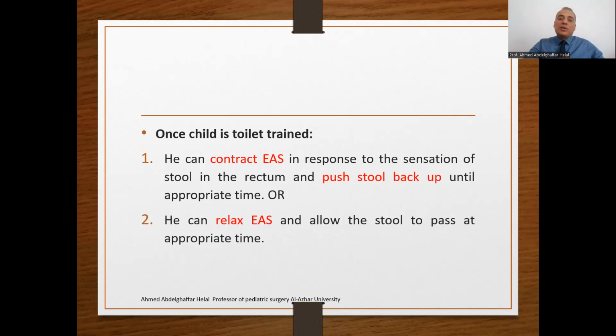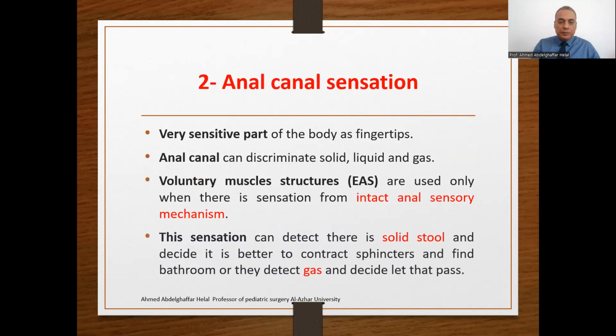Once a child is toilet trained, he can choose between contracting the external anal sphincter in response to the sensation of the stool in the rectum and pushing the stool back up until an appropriate time, or, on the other hand, relaxing the external anal sphincter and allowing the stool to pass if the time is appropriate. So this is the voluntary sphincter. This voluntary sphincter makes the child choose between passing or not.